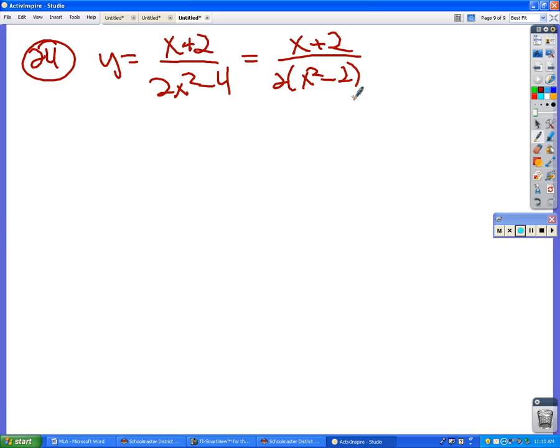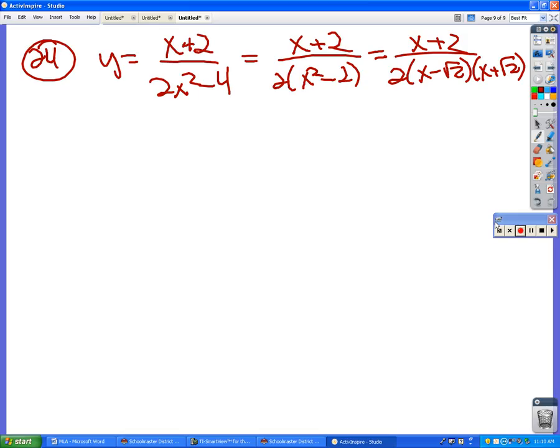I'm going difference of 2 squares. What does that even mean? What times itself equals 2? Square root of 2. Negative square root of 2. Why can't you just do x minus 2?